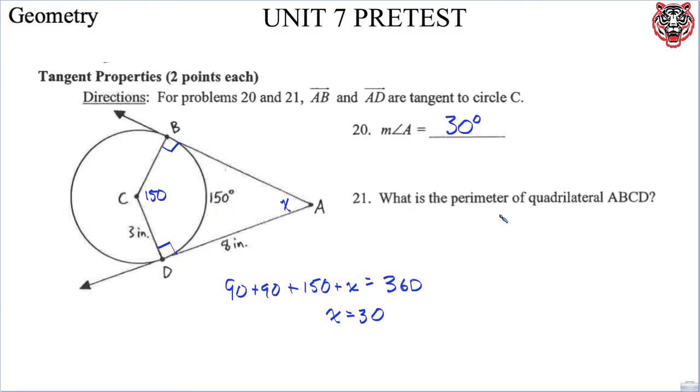All right, number 21, what is the perimeter of quadrilateral ABCD? All right, so this must be 3 as well. Both of them are radii, and 8 are the same. This is just a property of tangents where this and this must be the same if they're tangents. And so 8 plus 8, oh wait, there's a fast way. 3 plus 8 is 11, and then double that to get 22. 22, and our units here are inches.